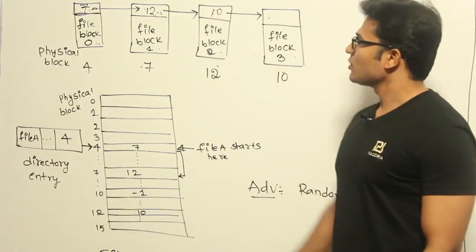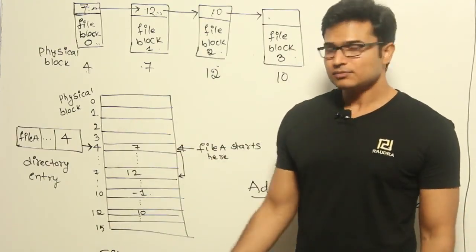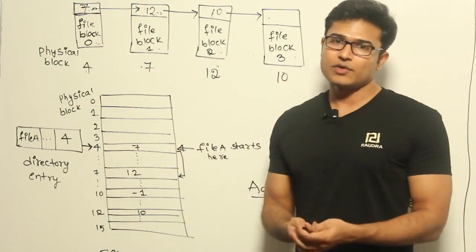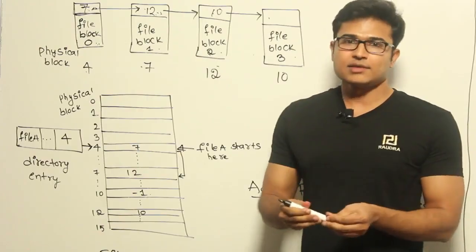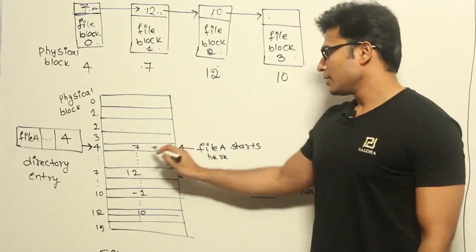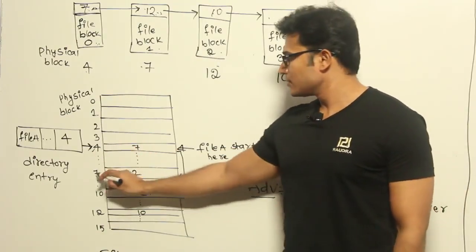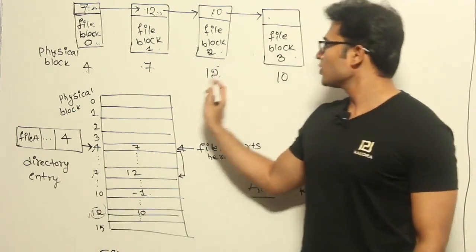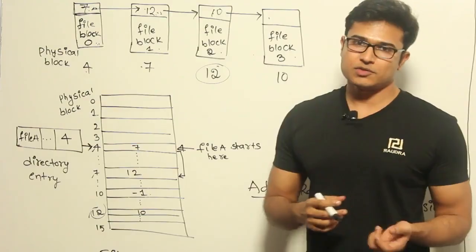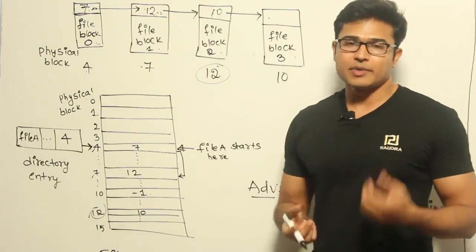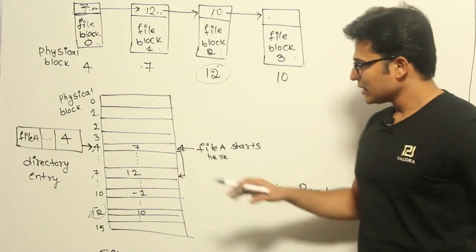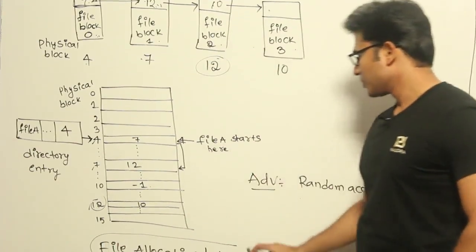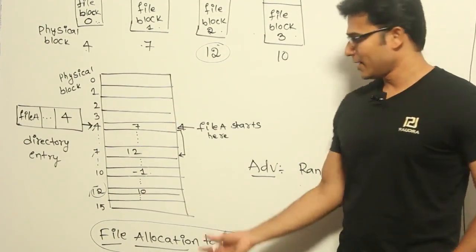Got it? Therefore, by using this table, we will be able to randomly access any block of the file. For example, if I have to access the third block of the file, I know that this is where the first block is, and this is where the second block is, and this is where the third block is. Therefore I can go to block number 12 directly. Therefore random access is possible, right? Compared to the earlier implementation, this implementation is better, but it will also have some disadvantage. This table is called the file allocation table.